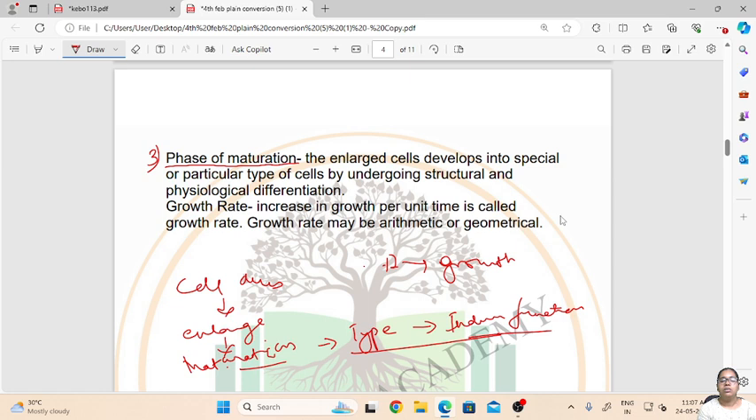So first, if the seed is in a germinating state, after 2 days, that is 48 hours, what will happen? You will get the plumule and you will get the radicle. Then after another 5 days, the seedling will start developing and the root system will be formed. So this is how growth takes place in plants, and growth is measured by the growth rate, that is increase in growth per unit time.